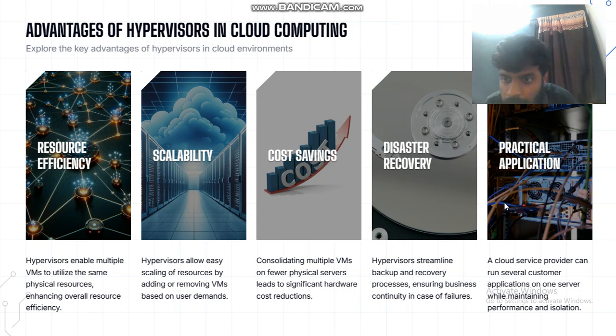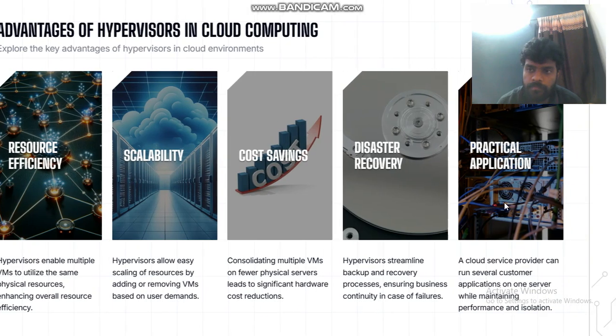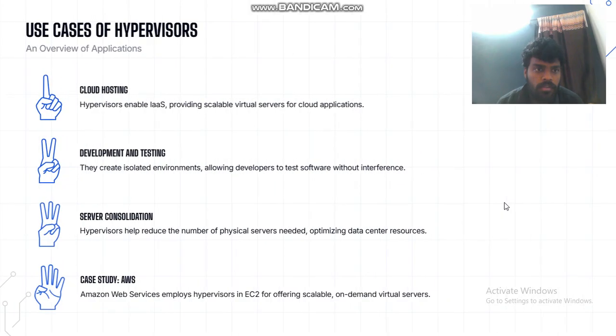Practical application, that is, a cloud service provider can run several customer applications on one server while maintaining performance isolation. Use case: hypervisors enable IaaS, that is infrastructure as a service, and development testing. They create isolated environments allowing developers to test the software. Since they are developed independently, we can easily test it.